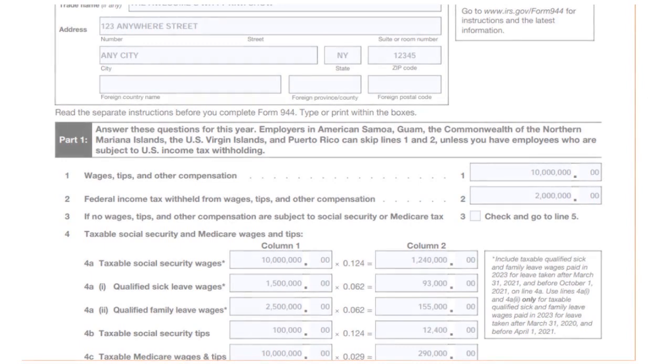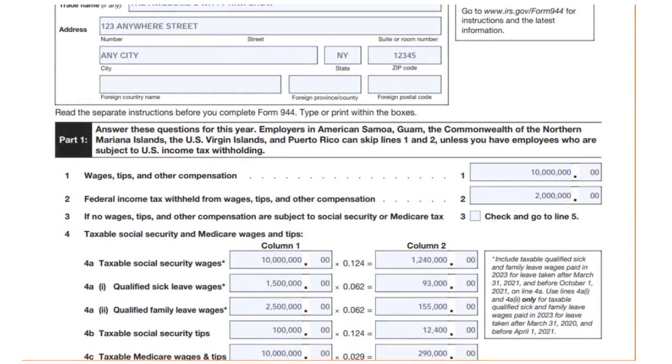Pretty straightforward. Okay, so here you have to put your taxable Social Security wages, the qualified sick leave wages, the qualified family leave wages, and if there is any taxable Social Security tips, you have to put it there as well. And if there are any Medicare taxes and wages, you have to put it here as well. This is our calculation for the year, from 4A all the way through 4C. I'm going to leave this on the screen for a few seconds.